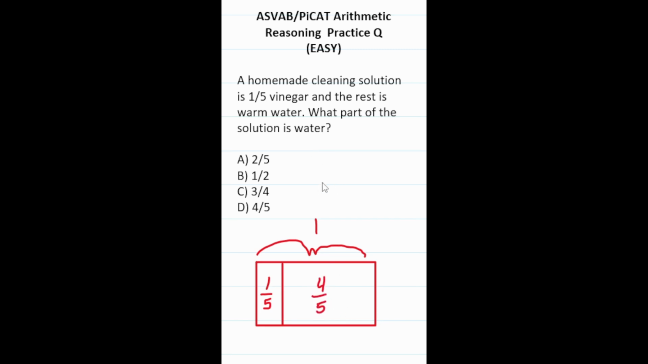And if you can't visualize it like that, just do 1 minus 1/5. Let's write 1 as a fraction as 5 over 5 minus 1 over 5. When you subtract fractions, you keep your denominators the same. 5 minus 1 is 4. So the correct answer to this one is D, 4/5. Hopefully you could have solved this one mentally.